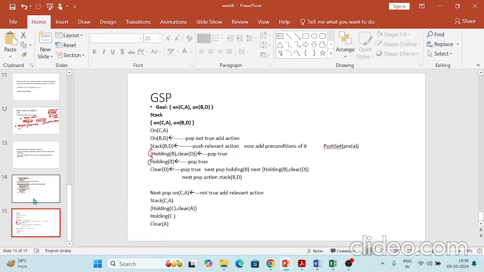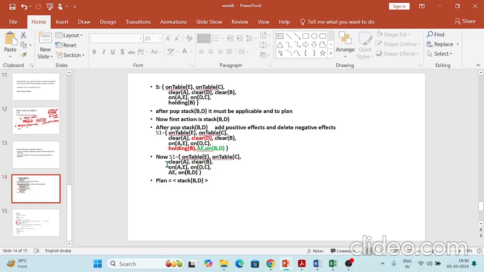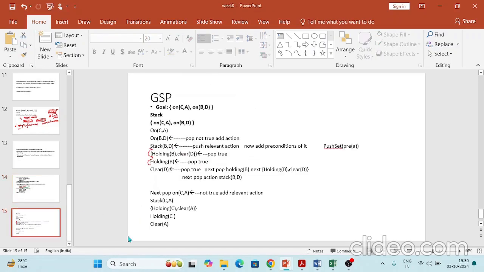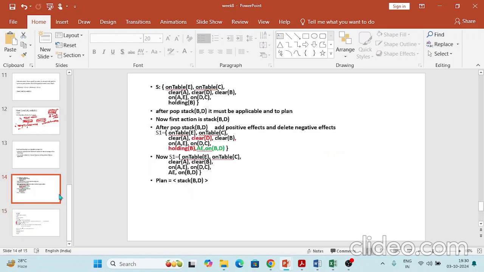Okay, clear A, whether clear A is there or not, clear A is there, so we can remove that clear A. Next holding C. We are not having holding C here, so we need to perform the next action. Like that we will go on adding actions, and whenever we pop an action it is added to the plan, and for the state we add the positive effects and delete the negative effects. Like that we will go on.